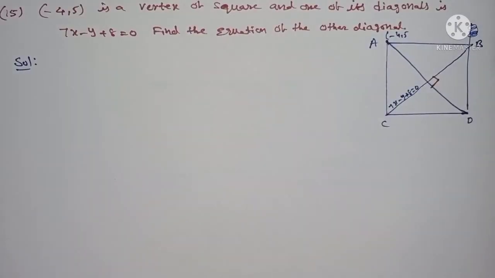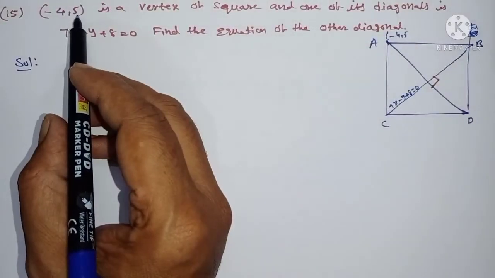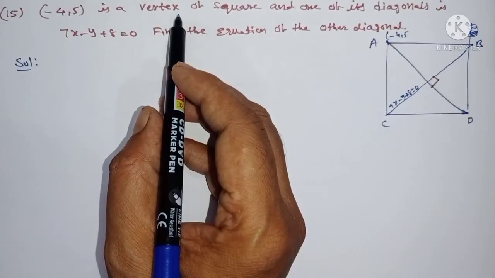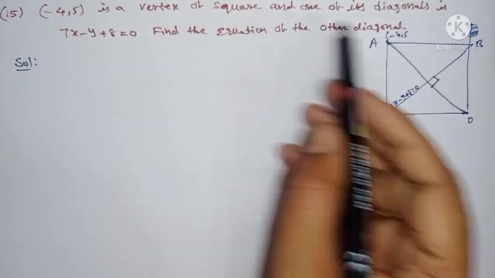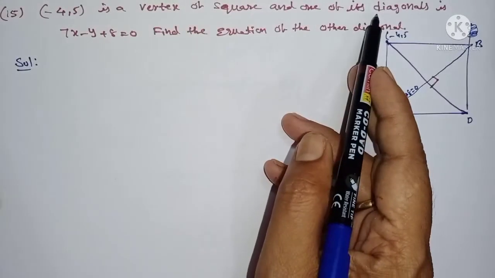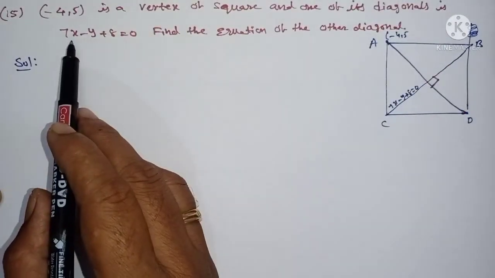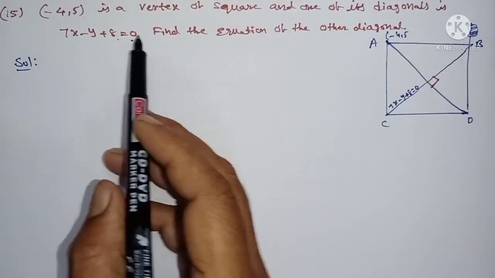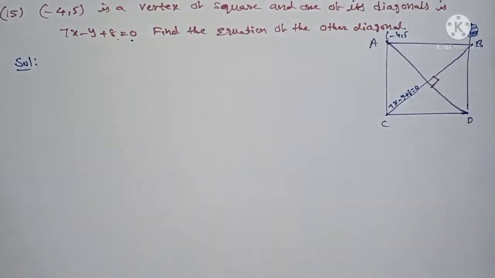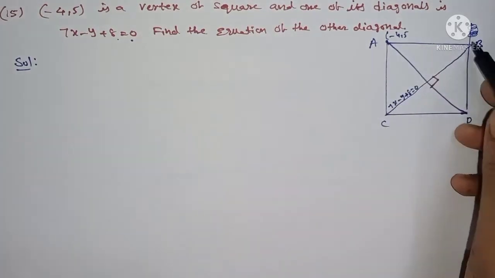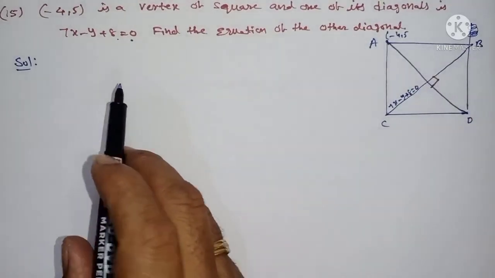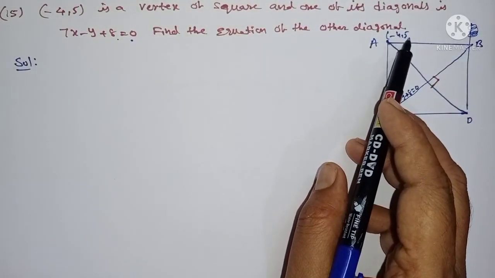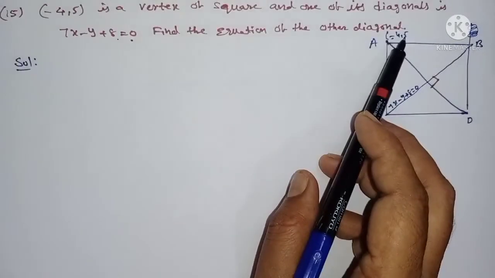Next question. Minus 4 comma 5 is a vertex point of the square, and one of its diagonals is given, 7x minus y plus 8 is equal to 0. Find the equation of the other diagonal. First you should understand the question. What is given? The square is given. Square means all the sides are equal, and one vertex is given, minus 4 comma 5.